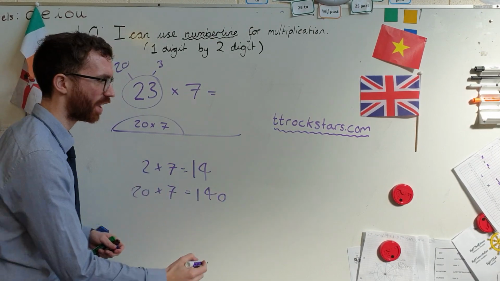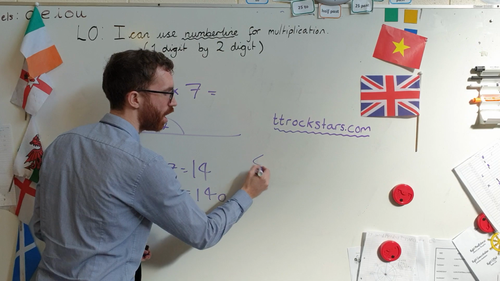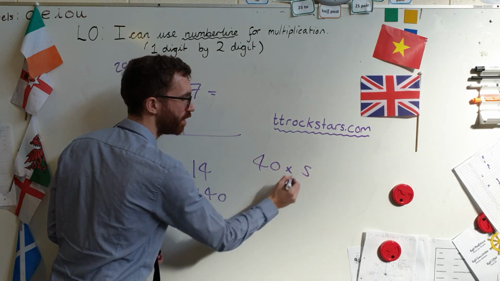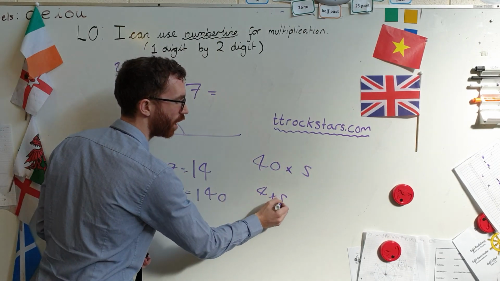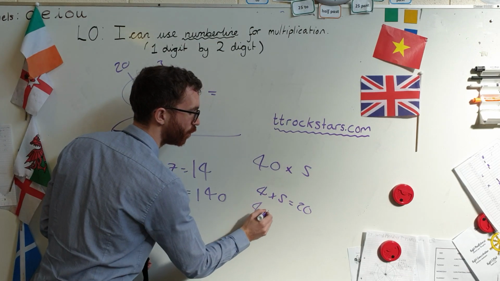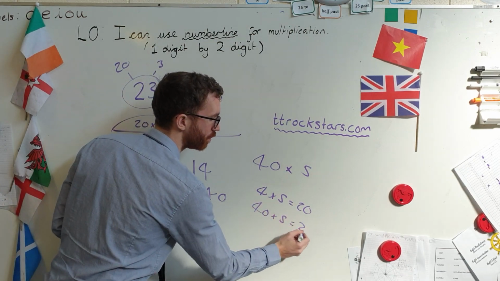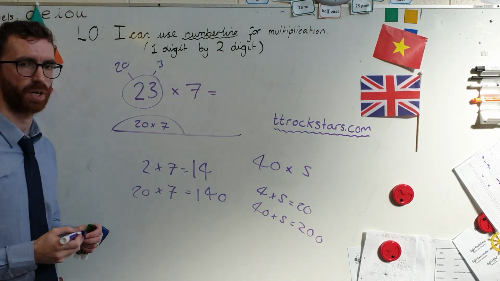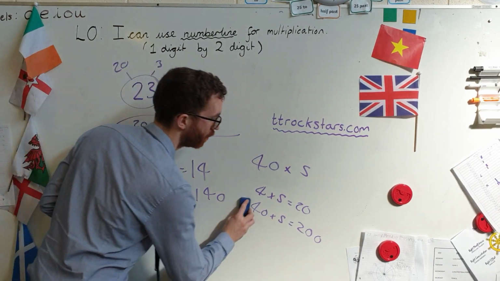Okay, you can apply that to anything. If I said to you, what is 40 times 5? I think to myself, well, 4 times 5 is 20, so 40 times 5 equals 200, okay? Right.